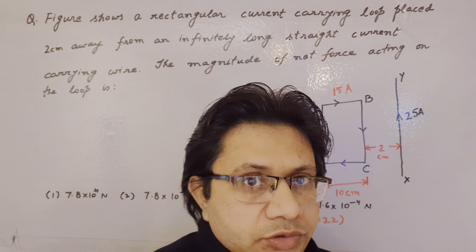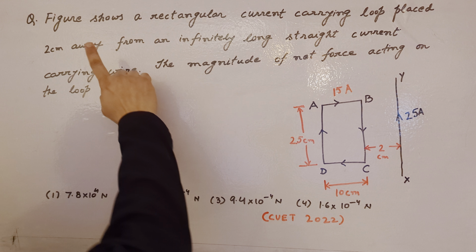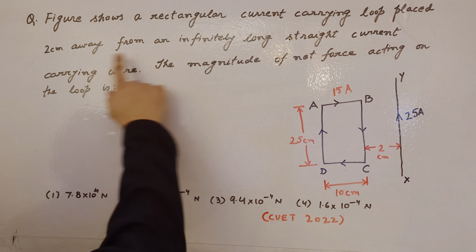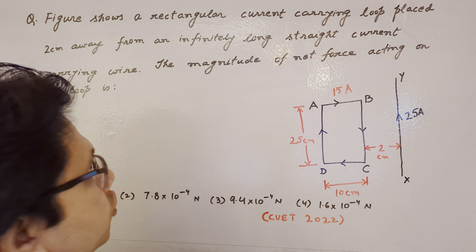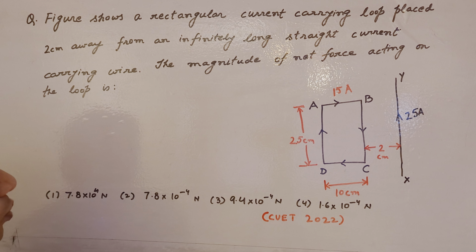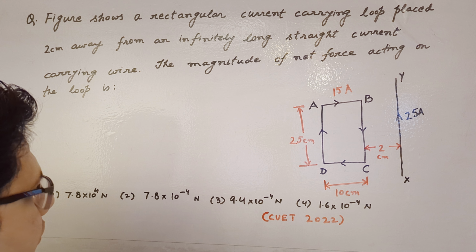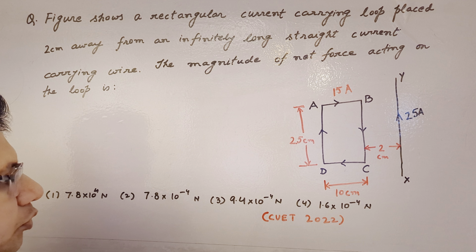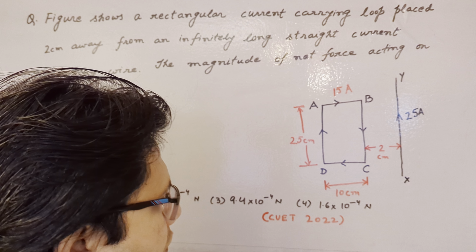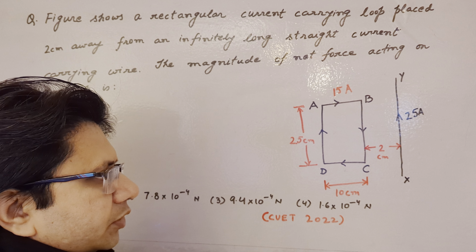Hello students, the question is: the figure shows a rectangular current carrying loop placed 2 cm away from an infinitely long straight current carrying wire. The magnitude of net force acting on the loop is: option 1, 7.8 × 10^4 newtons; option 2, 7.8 × 10^-4 newtons; option 3, 9.4 × 10^-4 newtons; and option 4, 1.6 × 10^-4 newton.